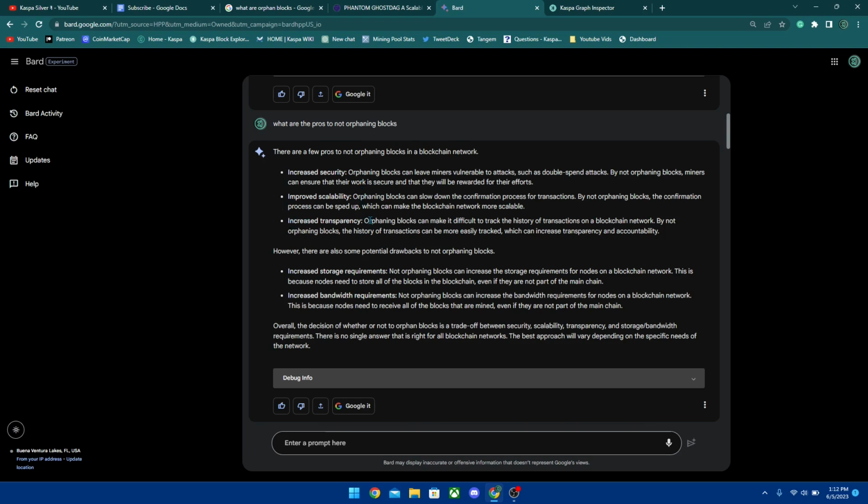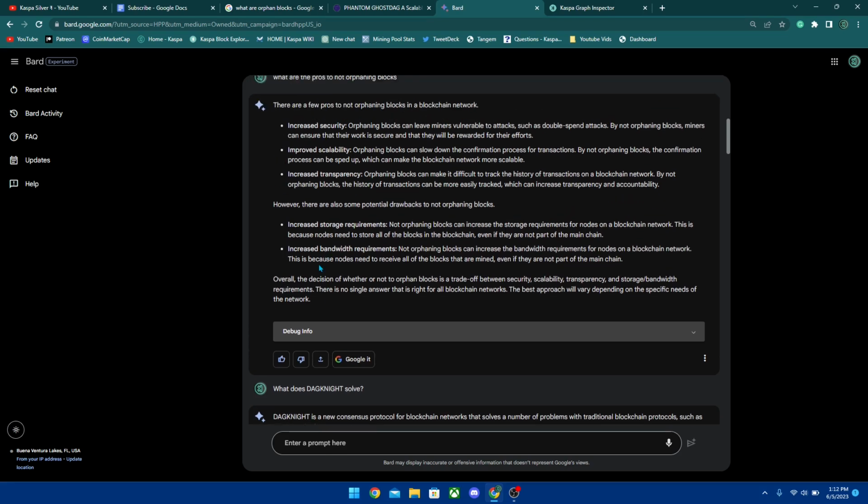transparency. And I want to mention that orphan blocks can make it difficult to track the history of transactions on a blockchain network. By not orphaning blocks, the history of transactions can be easily tracked, which can increase transparency and accountability. And this is exactly what Kaspa does. But okay, of course, there are always drawbacks to this. It increases storage requirements and then increases bandwidth requirements.